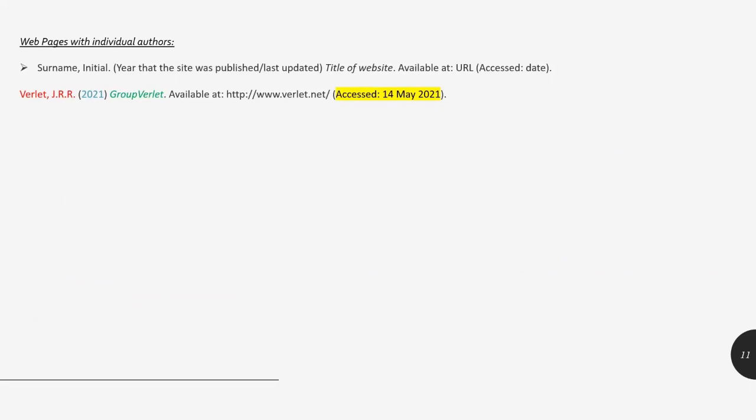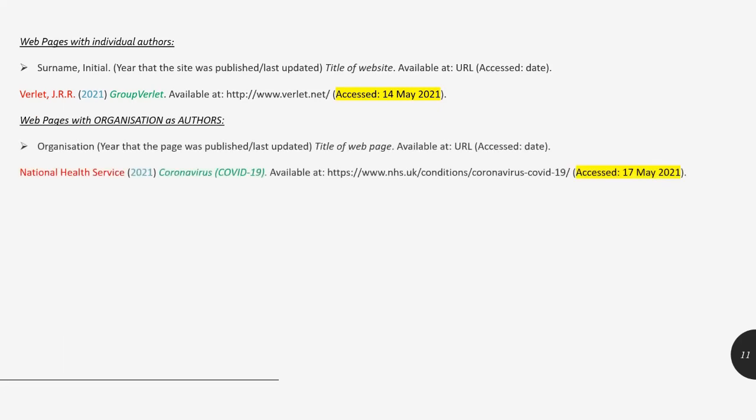Let's move on to websites or web pages now. So as you can see, for web pages with individual authors, you're going to have the surname of the author, the initial, the year that the article or the site was published, the title of the website, followed by the URL and the access date, as we have noticed.